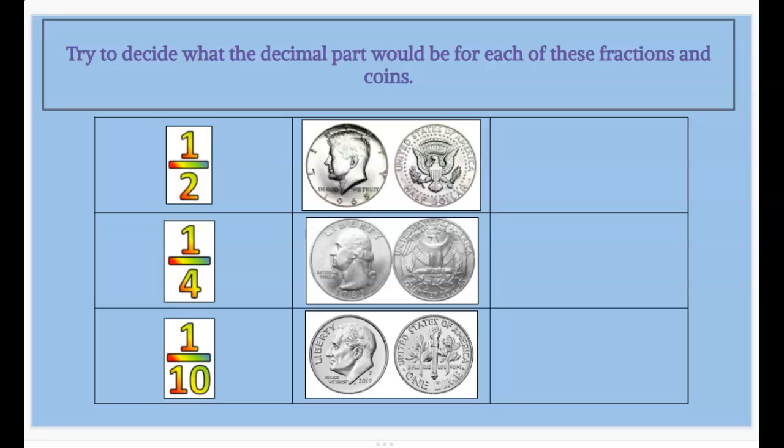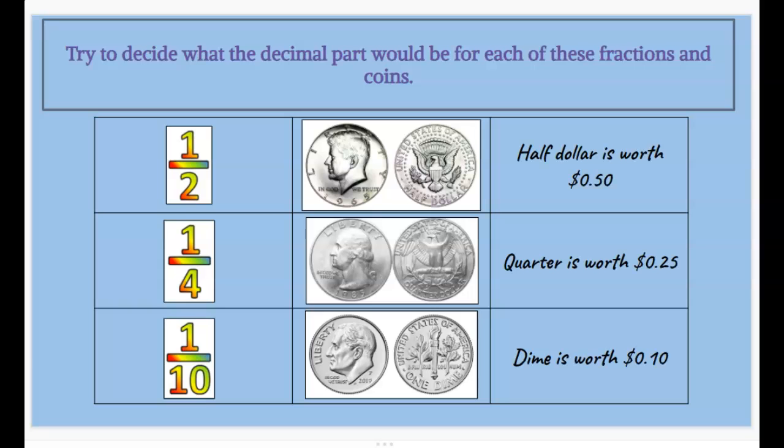So the decimal part is actually how much they are worth in real life. The half dollar is worth 50 cents. That's the decimal for that half. A quarter, there's 4 of them that make $1, and they're worth 25 cents. So that is actually the decimal for 1/4. And then a tenth, you need 10 of them, and they're worth 10 cents. That is the decimal for a tenth.